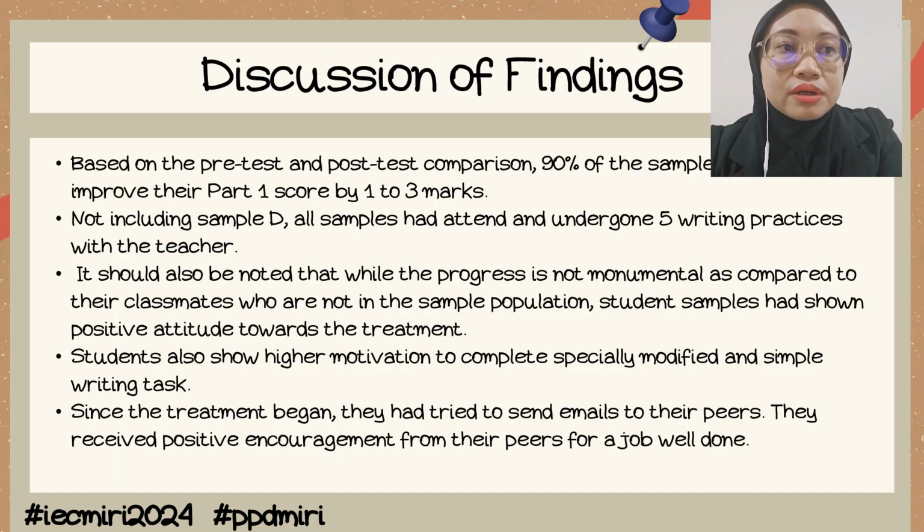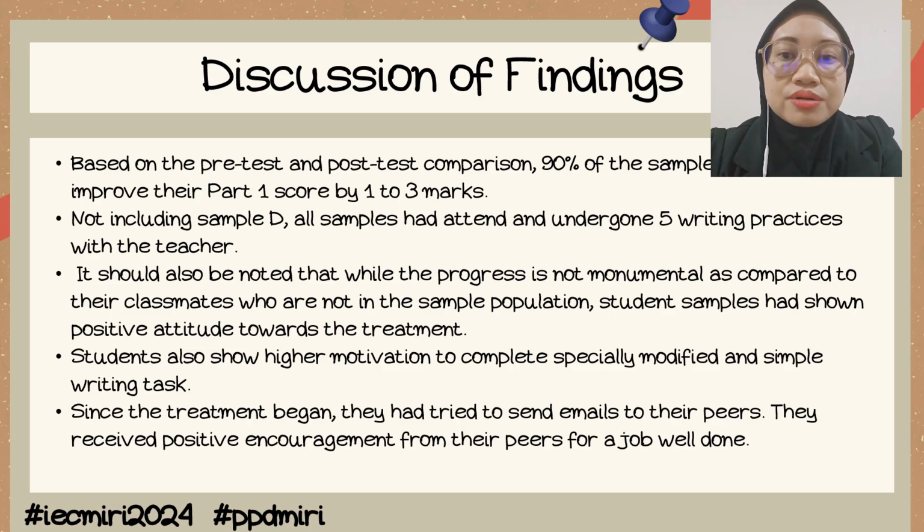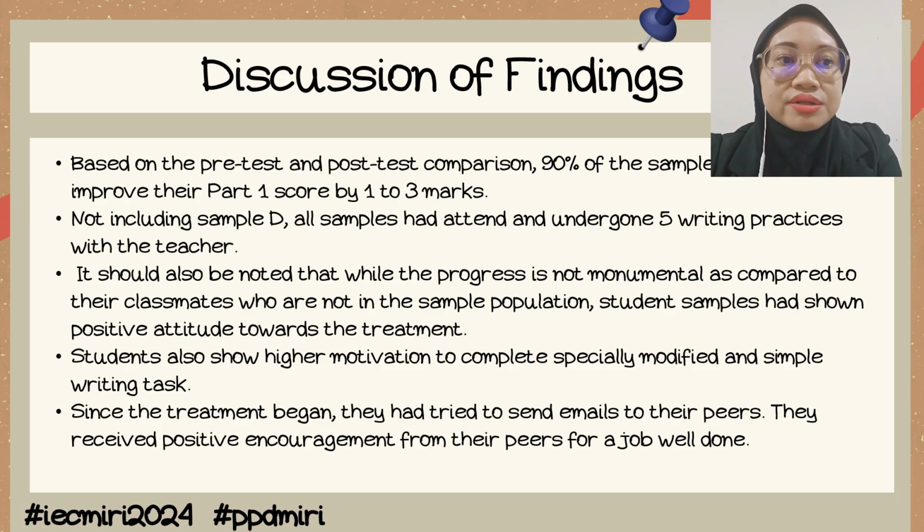As for discussion, based on the pre-test and the post-test comparison, 90% of the sample managed to improve their Part 1 score by 1 to 3 marks. Not including sample D, all samples had attended and undergone 5 writing practices with the teacher. It should also be noted that while the progress is not monumental, which means that it's not like they achieve 20 out of 20, as compared to their classmates who are not in the sample population, student samples had shown positive attitudes towards the treatment.